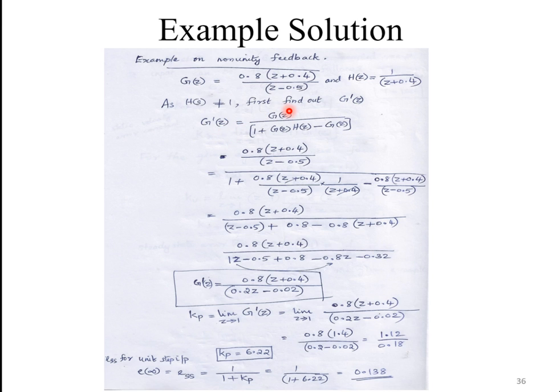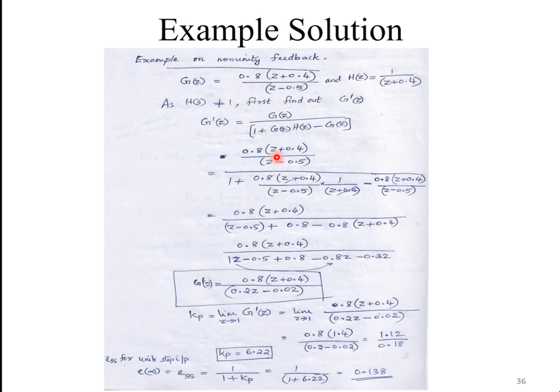So G dash of Z is equal to GZ over 1 plus GZ HZ minus GZ. So that is, you have already proved it. Okay, so that is equal to 0.8 into Z plus 0.4 by Z minus 0.5. So here this is GZ divided by 1 plus GZ HZ minus GZ. So GZ is 0.8 into Z plus 0.4 by Z minus 0.5, and 1 plus GZ HZ. Okay, GZ is 0.8 into Z plus 0.4 by Z minus 0.5, into HZ is 1 by Z plus 0.4, minus 0.8 into Z plus 0.4 by Z minus 0.5.